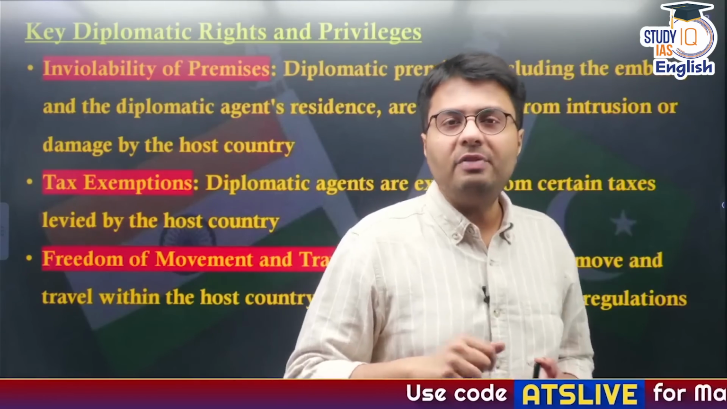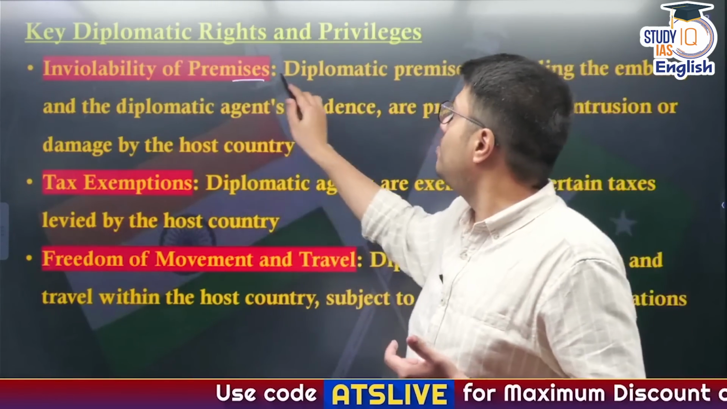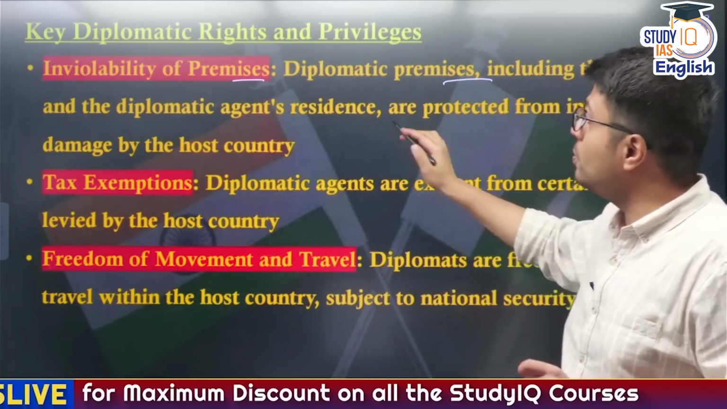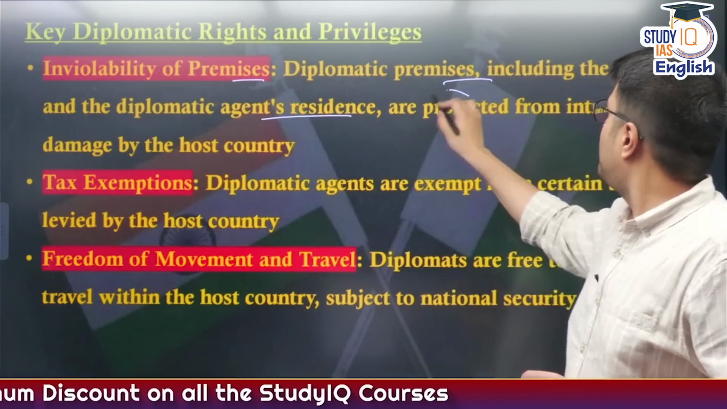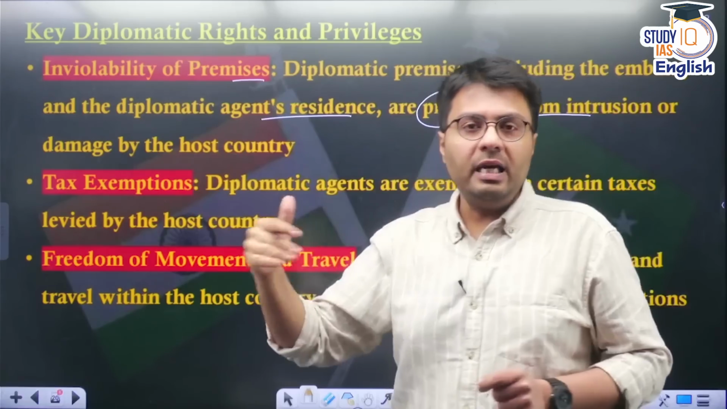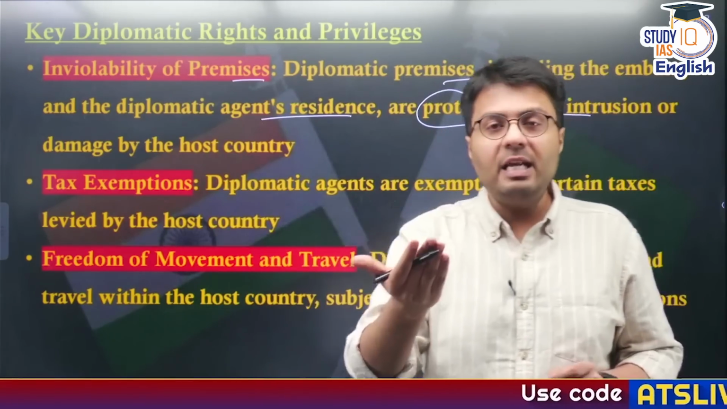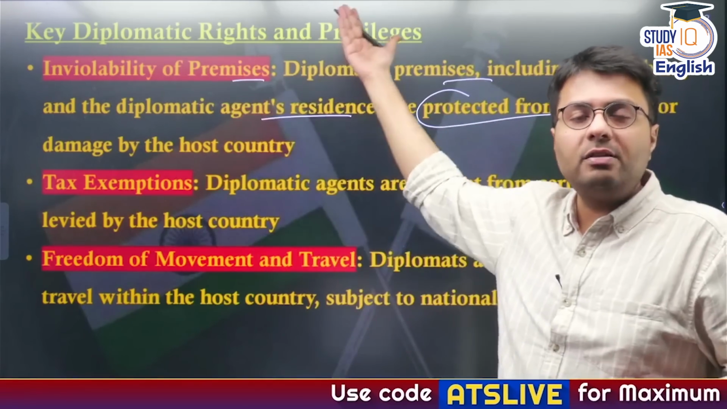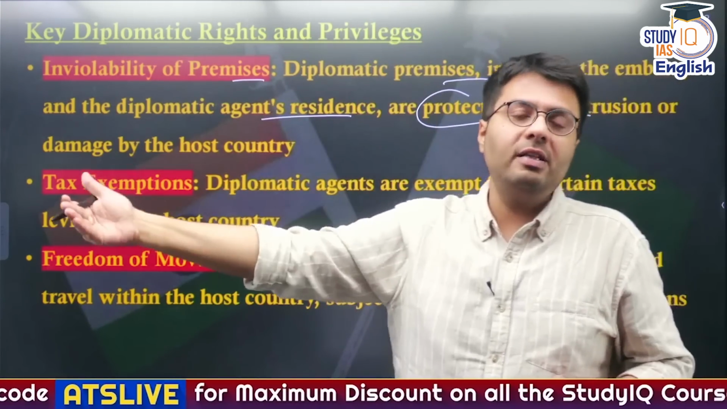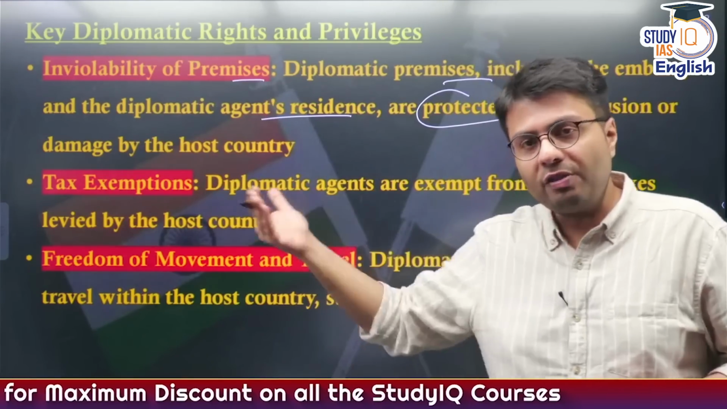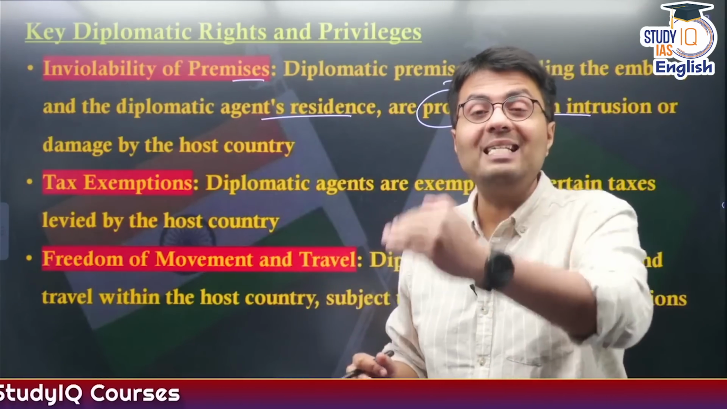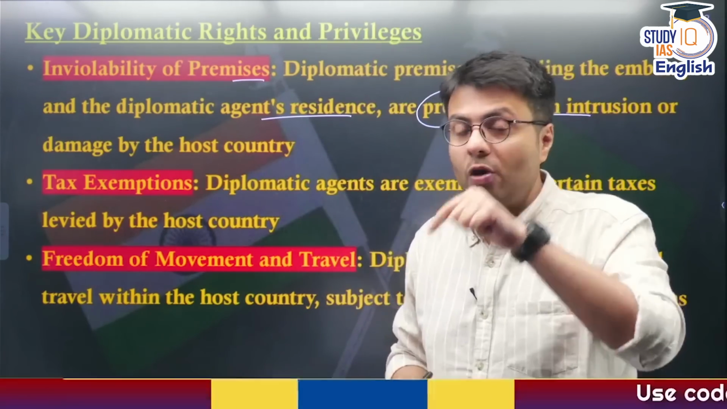Also, these diplomats have the inviolability of the premises, which means their diplomatic offices, that is high commissions and embassies, and also their official residences, are protected from intrusion and damage by the host country. So suppose the law enforcement agency in Delhi, that is Delhi police, can't enter the premises of any foreign diplomat, that is their residences, or even the high commissions and embassies of the foreign country, because that territory for all legal purposes is the territory of the home country, not of the host country.